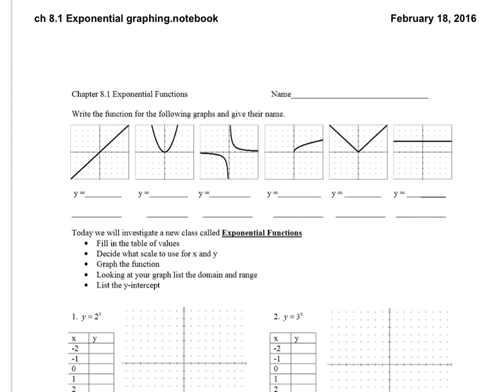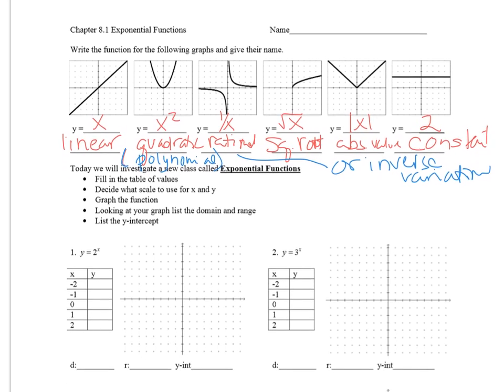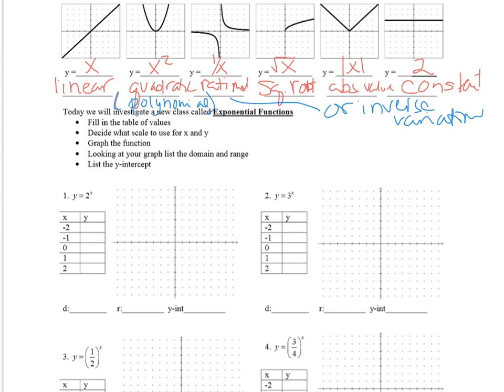So pause the video, go do that, and then come back to check that you got everything right. Make sure you have both the parent equation and also the name of the function. Okay, so check to be sure that you have everything correct on these. And then we're going to go look at these new types of functions.